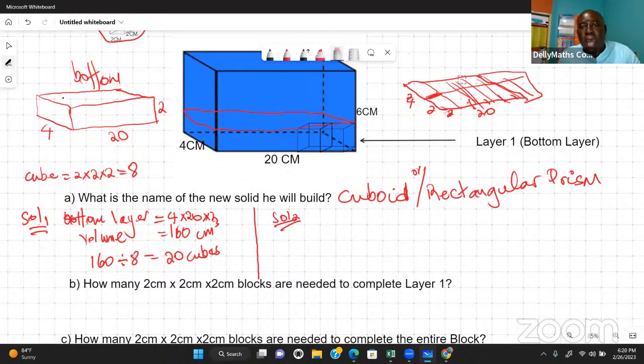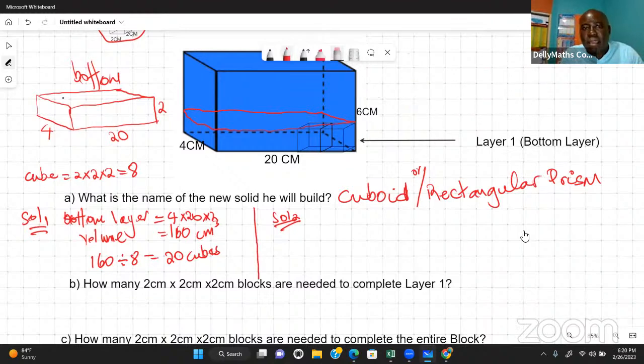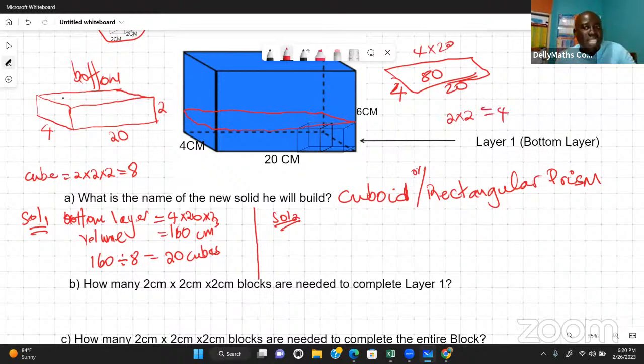But in terms of math, what I could do is take the bottom and divide the two of them. Just giving another way out. 4 by 20 will give 80 in terms of the area. So 4 times 20, that's 80. And then if you look at the cube, it's a 2 by 2, that is 4. So imagine that you put this 4 into the 80, you'll get back the same answer again.